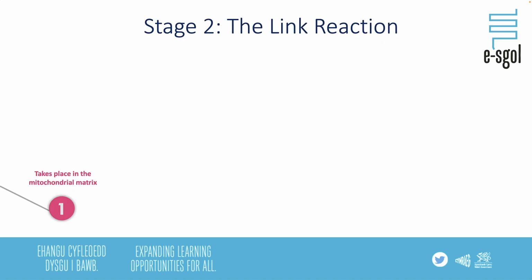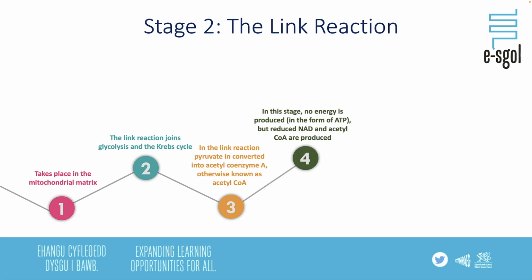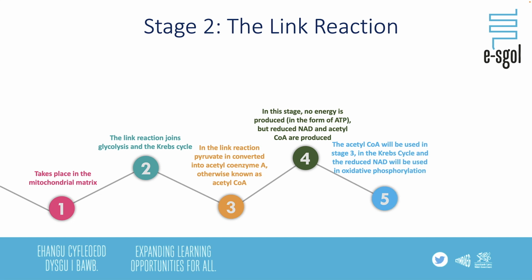The link reaction takes place in the mitochondrial matrix. It joins the two processes of glycolysis and the Krebs cycle together. Pyruvate from glycolysis is converted into acetyl coenzyme A, which is shortened to acetyl-CoA. At this stage of the link reaction, no energy in the form of ATP is produced, but reduced NAD and acetyl-CoA are produced. Acetyl-CoA will be used in the Krebs cycle, and the reduced NAD will be used in oxidative phosphorylation.